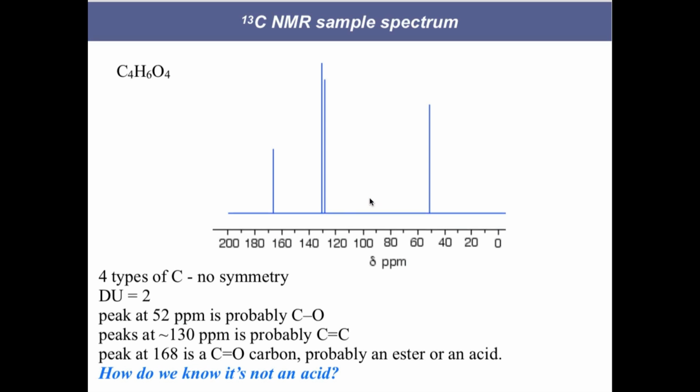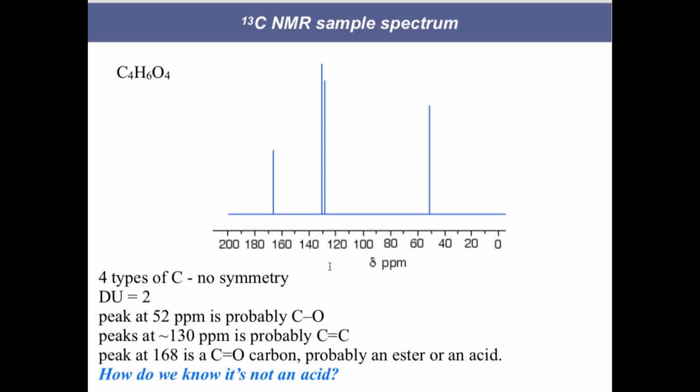We've got 2 peaks between 100 and 150. So again, those are carbon double bonded to carbon. And since those are right next to each other, they probably are in similar chemical environments. And therefore, we can probably assume that these 2 peaks are carbons that are double bonded to each other.